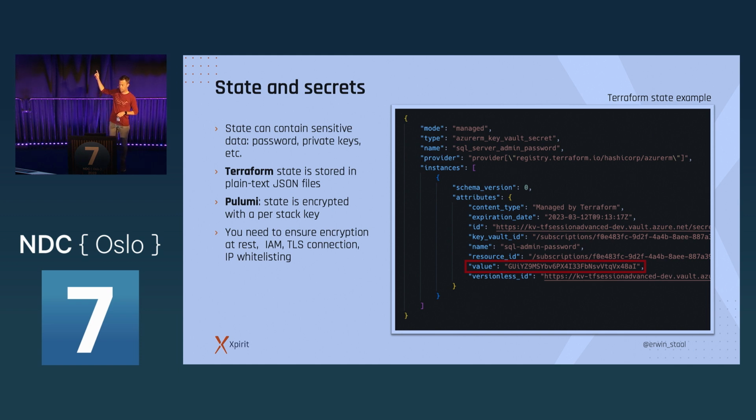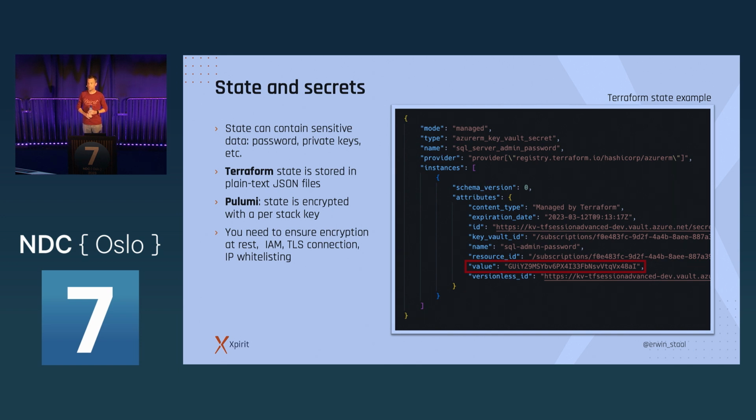This is an example of a Terraform state file in which I created a secret in a key vault. And that value that you see over there is the actual value in the vault. It's not a hashed value or whatever. That's actually what I generated. That's the plain text value of the password of that secret. So secrets are plain text in state files in Terraform, in the JSON files like you see over here.